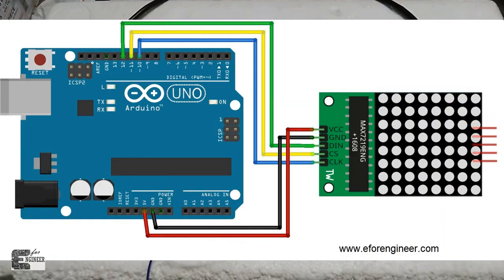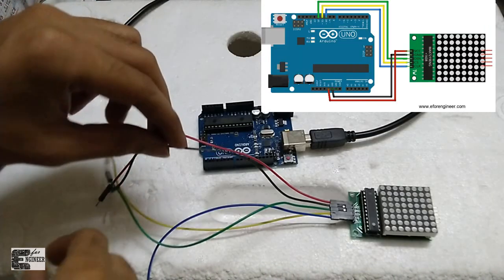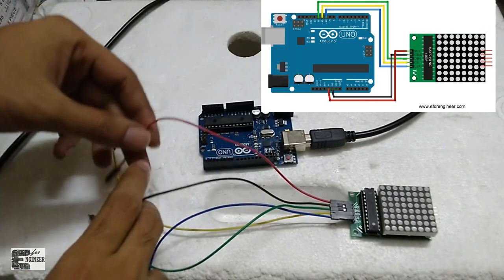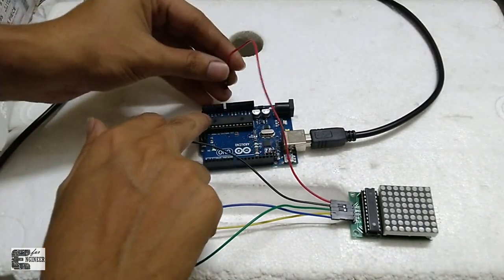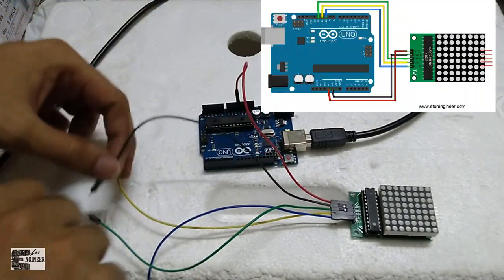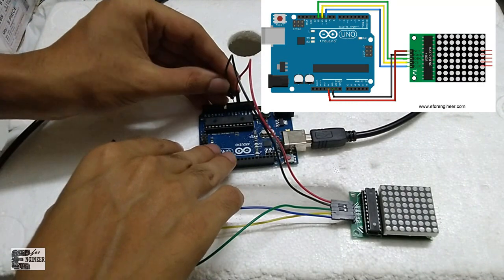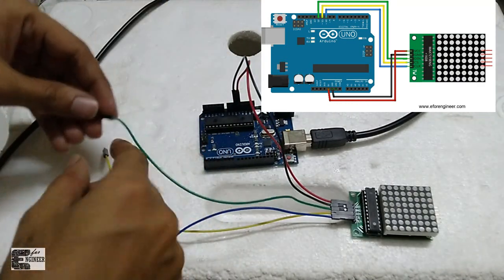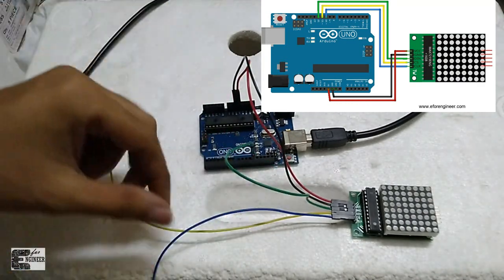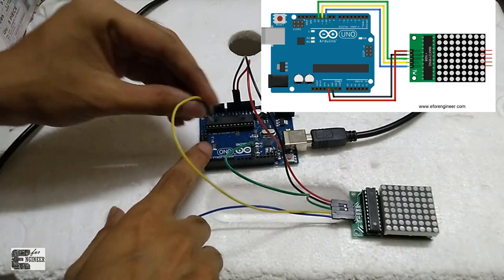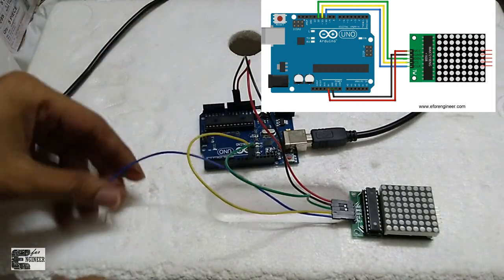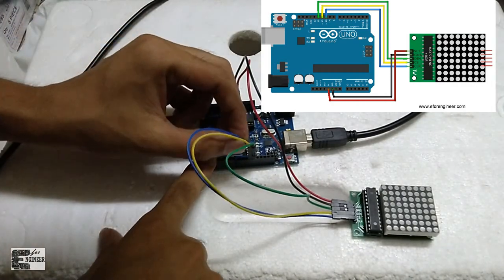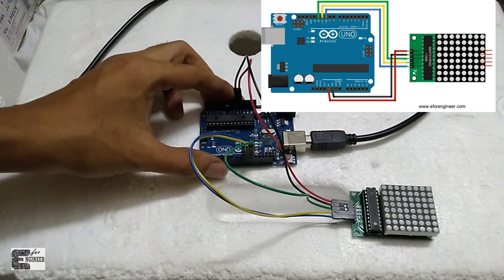Now, please see the circuit diagram. Connect your components according to the circuit diagram. Now, I am connecting the VCC pin of the dot matrix to the 5 volts of the Arduino board. After that, I am connecting the ground to the ground pin of the Arduino board. Data input pin to the 12th pin of the Arduino board. Now, the chip select CS pin to the 11th pin of the Arduino board, and the clock signal pin to the 10th pin of the Arduino board. Like this, we have to connect our components.